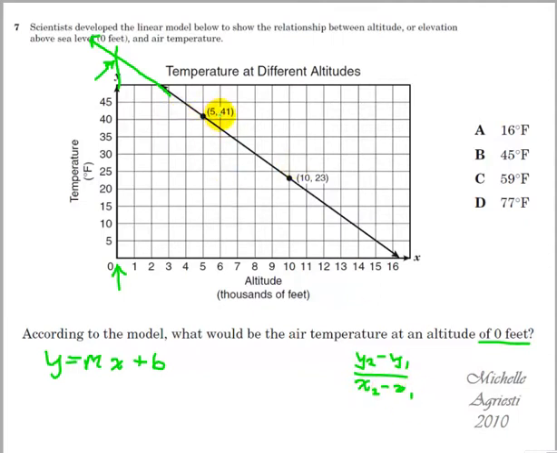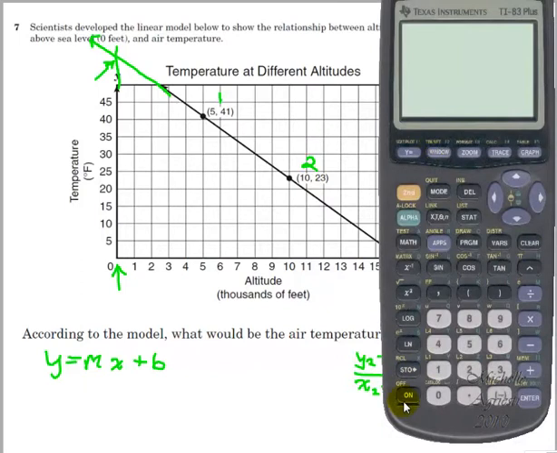Here are my 2 points. I'll just call this point 1 and this point 2, and I'm going to use the calculator. So y from the second point, I'm going to put parentheses around my numerator. Y from the second point is 23. Take away y from the first point is 41. Close my parentheses on my numerator. And then I'm going to divide. Have parentheses for my denominator. X from the second point will be 10. Subtract x from the first point, which is 5. Close my parentheses, and here's my slope, negative 3.6.